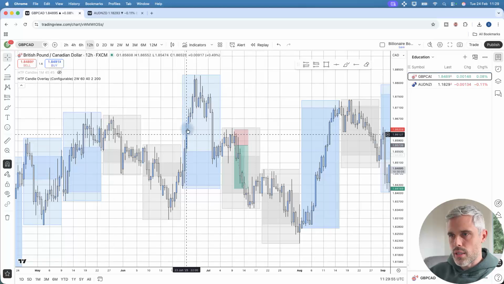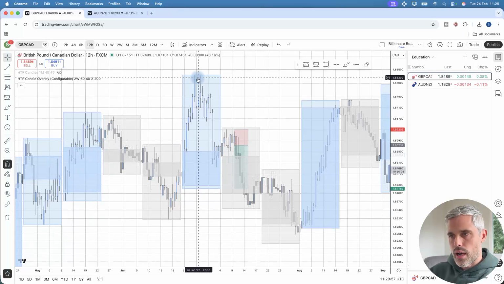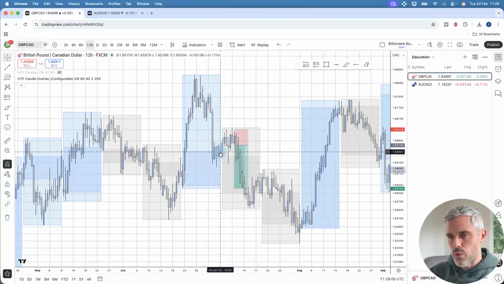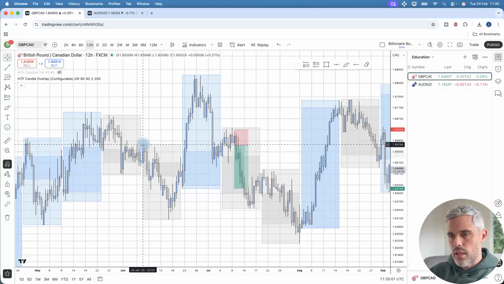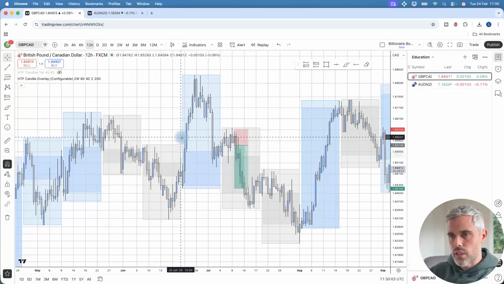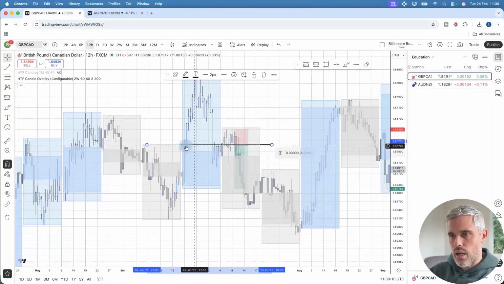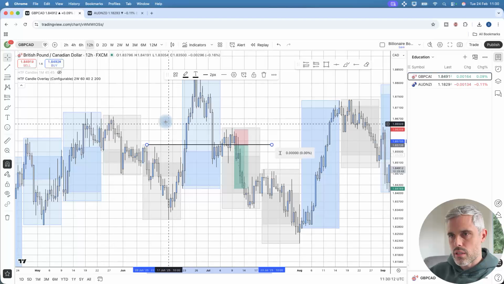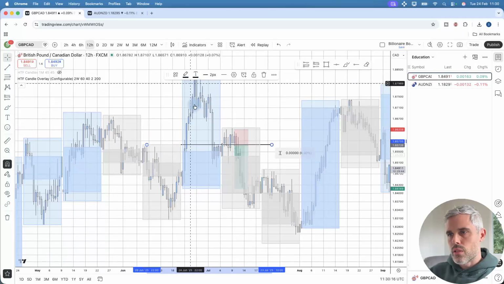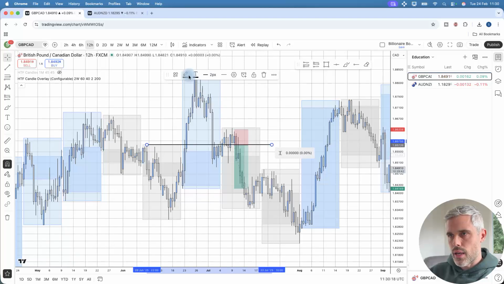What happens next is price then breaks out to the upside and then closes, this is the important bit, inside the previous candle's range. So what this means is that price broke out of the previous candle but then closed inside of its range, sweeping the external range liquidity at the highs of these candles. So we can mark this now as a manipulation.